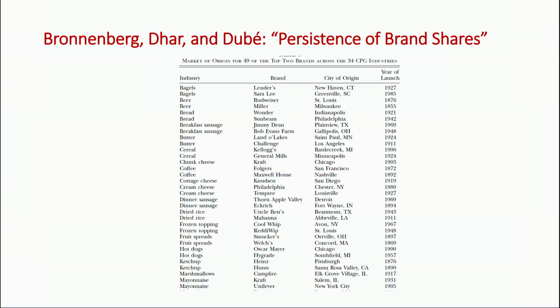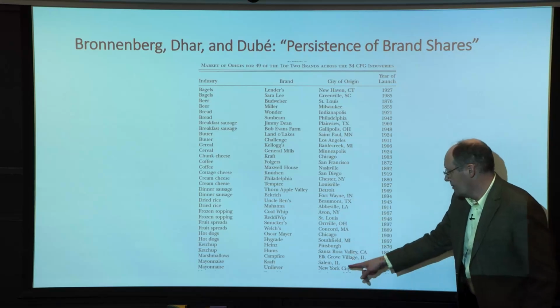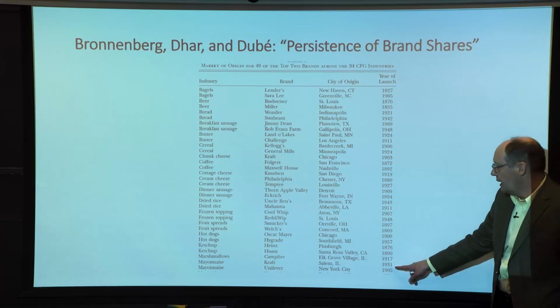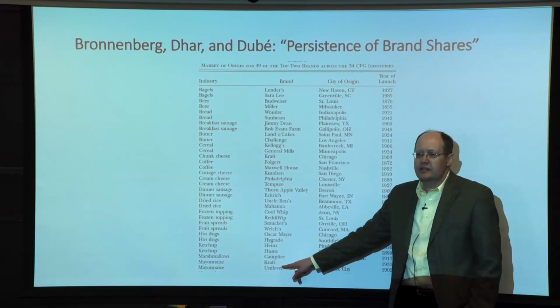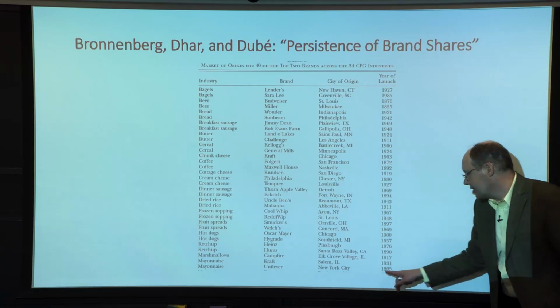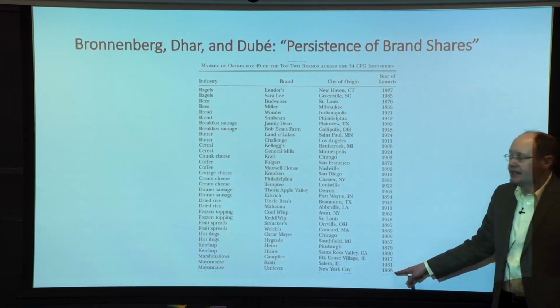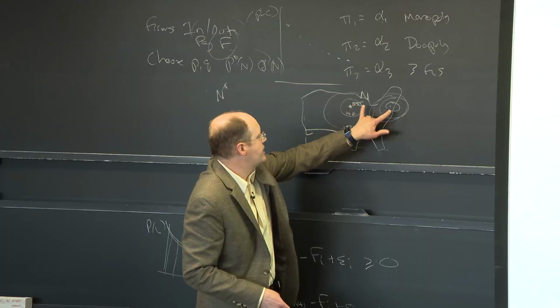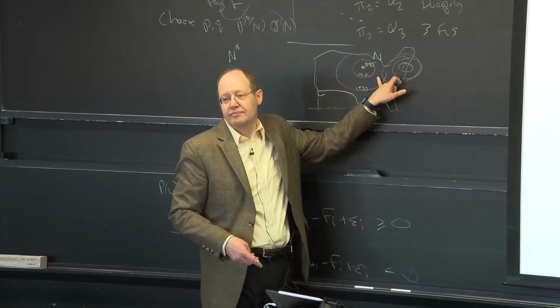Anyway, here's what their data sample looks like. Again, this is 40 products, and for each of these 40 products, let's go to mayonnaise at the very bottom. Kraft mayonnaise started in Salem, Illinois, in 1931. And Unilever mayonnaise, which is Hellmann's on the East Coast, started in New York City in the year 1905. What they're looking at is how the share of Unilever versus Kraft depends on your distance relative to these 2 points of origin.